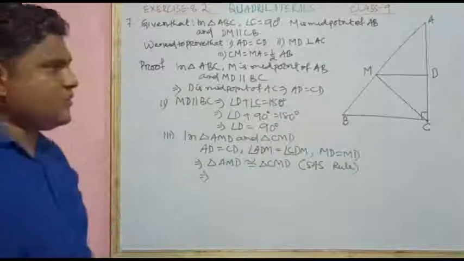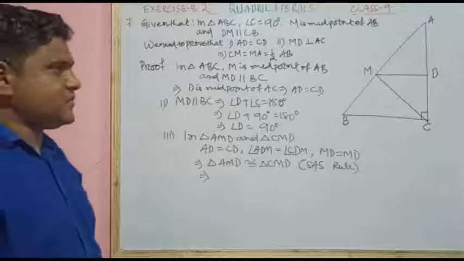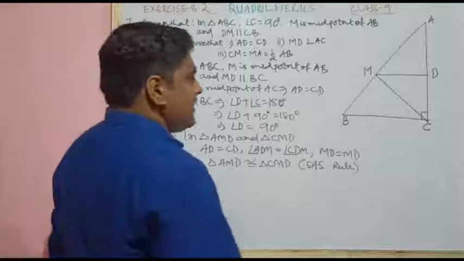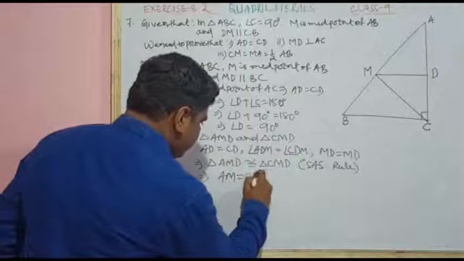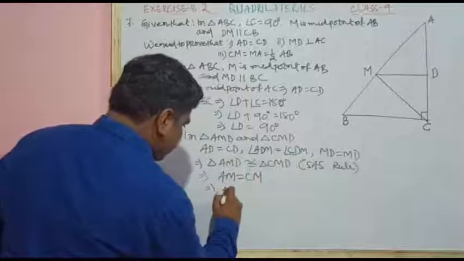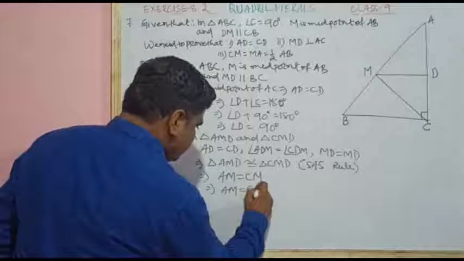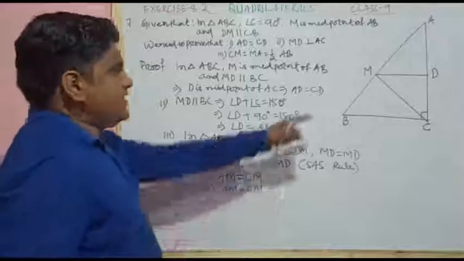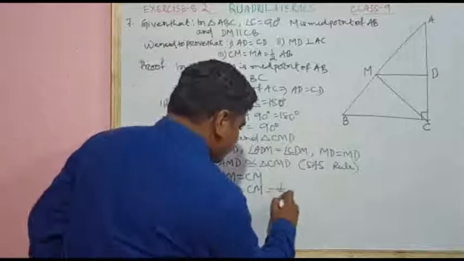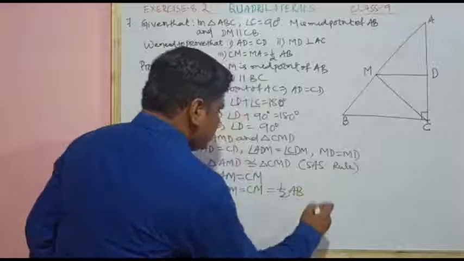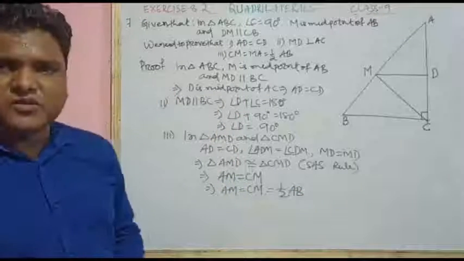If two triangles are congruent, then their corresponding sides and corresponding angles are also equal. Hence, we can write AM is equal to CM. M is the midpoint of AB, so we can write AM is half of AB. So number 7 is also proved. Thank you.